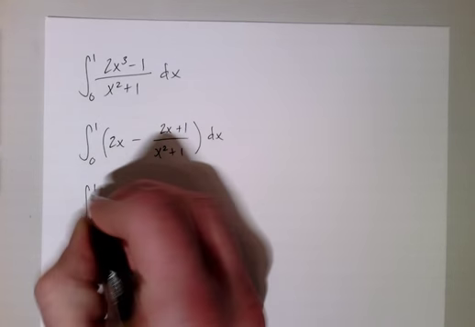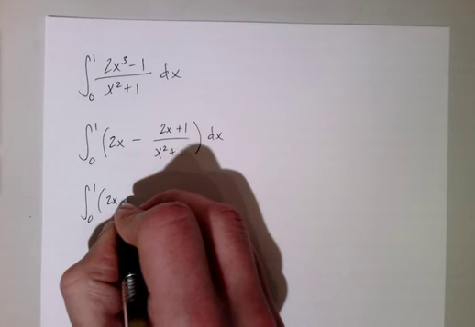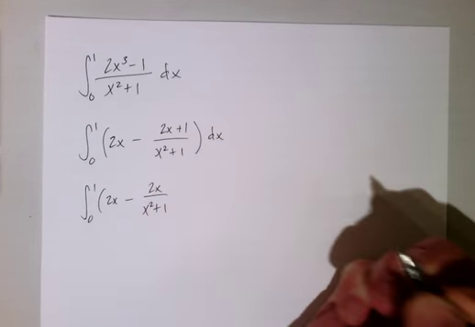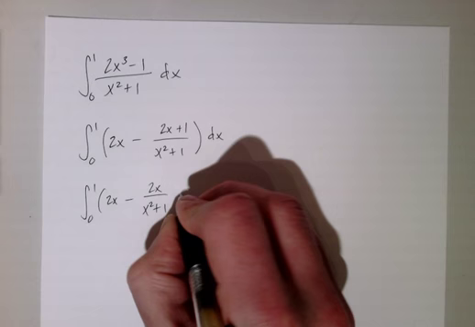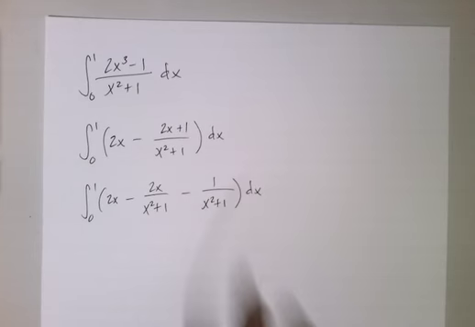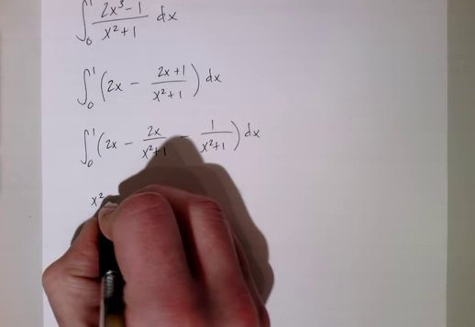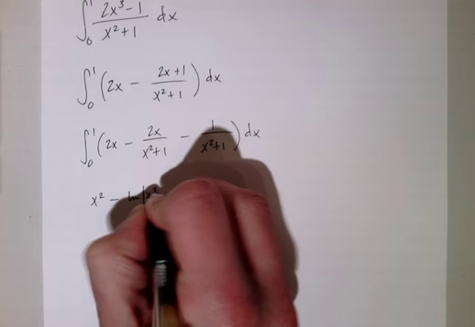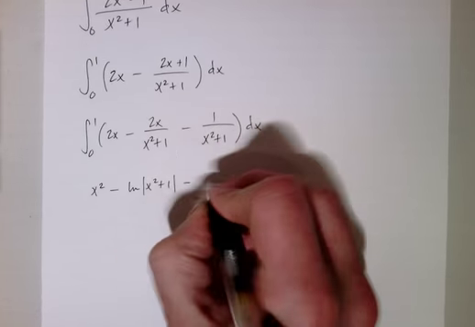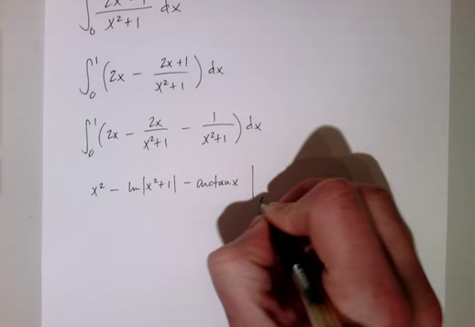And so we have 0 to 1, 2x minus, and of course the 2x remaining over the x squared plus 1 becomes a natural log. Minus 1 over x squared plus 1 becomes arctan. So from here, you end up getting x squared minus the natural log of x squared plus 1, and we don't need the absolute value bars, I just put it there as habit, minus arctan x from 0 to 1.